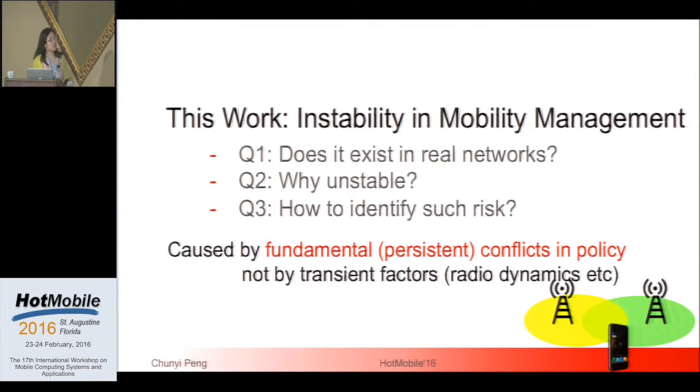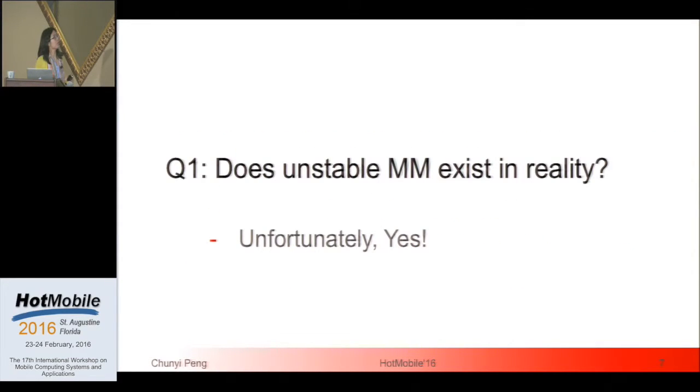I want to emphasize that the unstable mobility management we talk about here is different from the traditional ping-pong effect, because we do not care about those caused by transient factors. For example, the device moves around the edge of the cell. In this case, of course, the network environment changes, and of course you will oscillate your serving cell. Here we assume even if the environment doesn't change, a fundamental conflict in your mobility management configuration will cause the instability. So let's look into the first question, whether the instability exists.